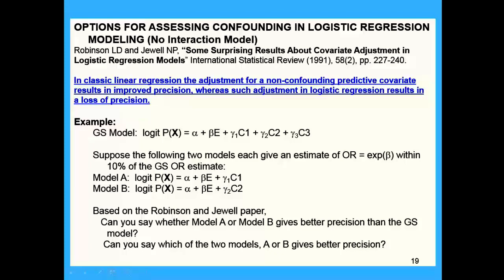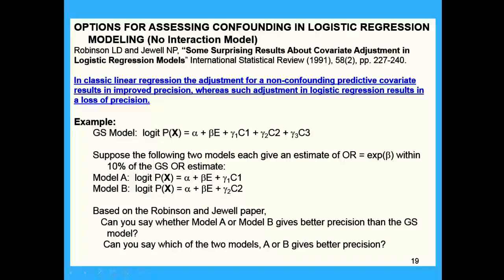Suppose it turns out that there are three variables in the model. Suppose the following two models each give an estimate of the odds ratio within 10% of the gold standard. Now, I only have one variable in each. But what it means is that if I just control for C1, I'm dealing with confounding. And if I just control for C2, but drop the other two variables, I'm in trouble.